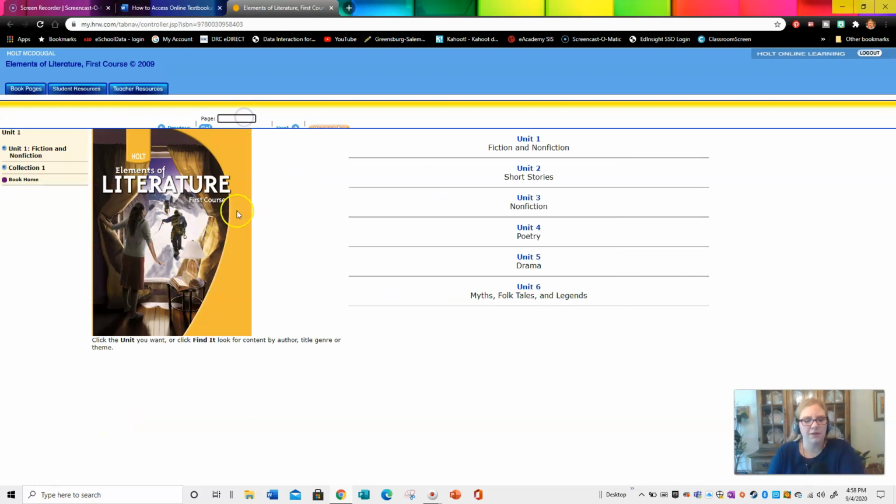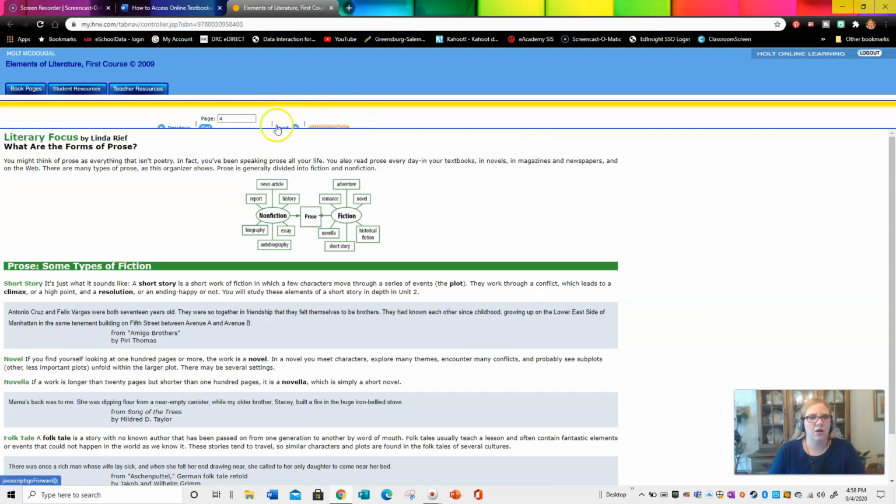So I want to go to page 4. I'm just going to type in page 4 and hit next, and I know that's cut off, so it's a little hard to see. Before each selection at the beginning of the collection, there's going to be a literary focus, and this is really going to set up the unit for us, what we want to learn, and give us some of the literary elements that are really important.